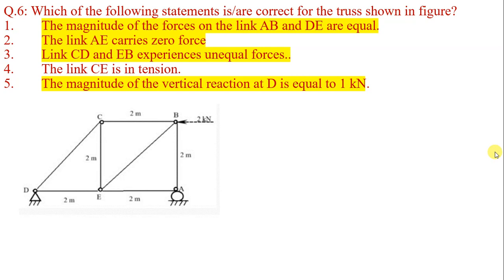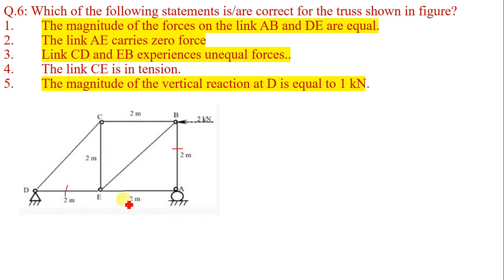Now question number 6. Which of the following statements is/are correct for the truss shown in the figure? So 5 options are given here. The first option: the magnitude of the forces on the links AB and DE are equal. The link AE carries zero force.